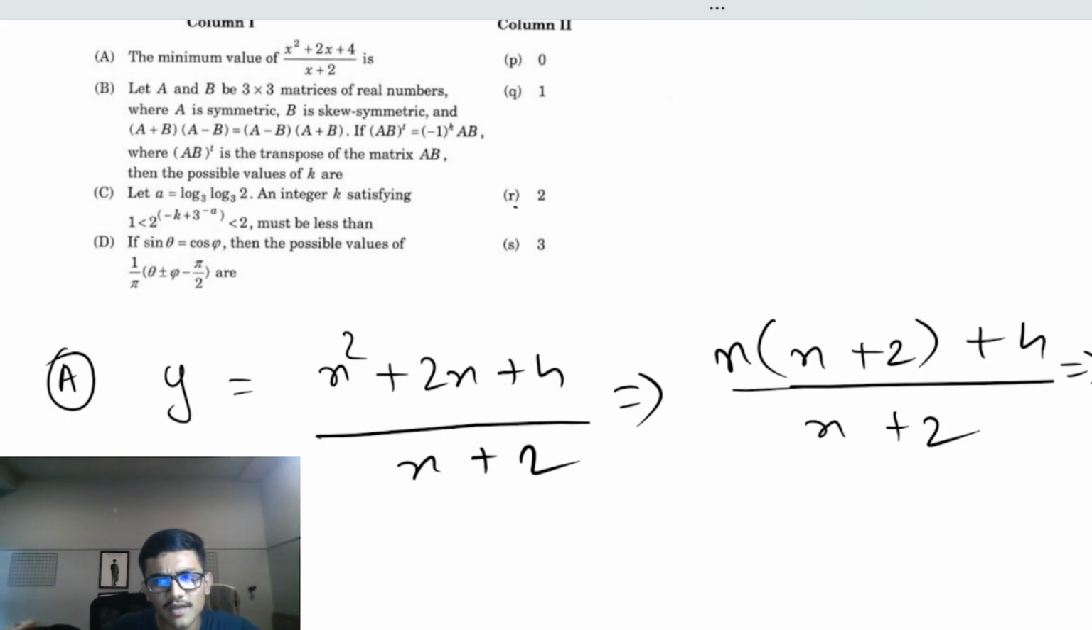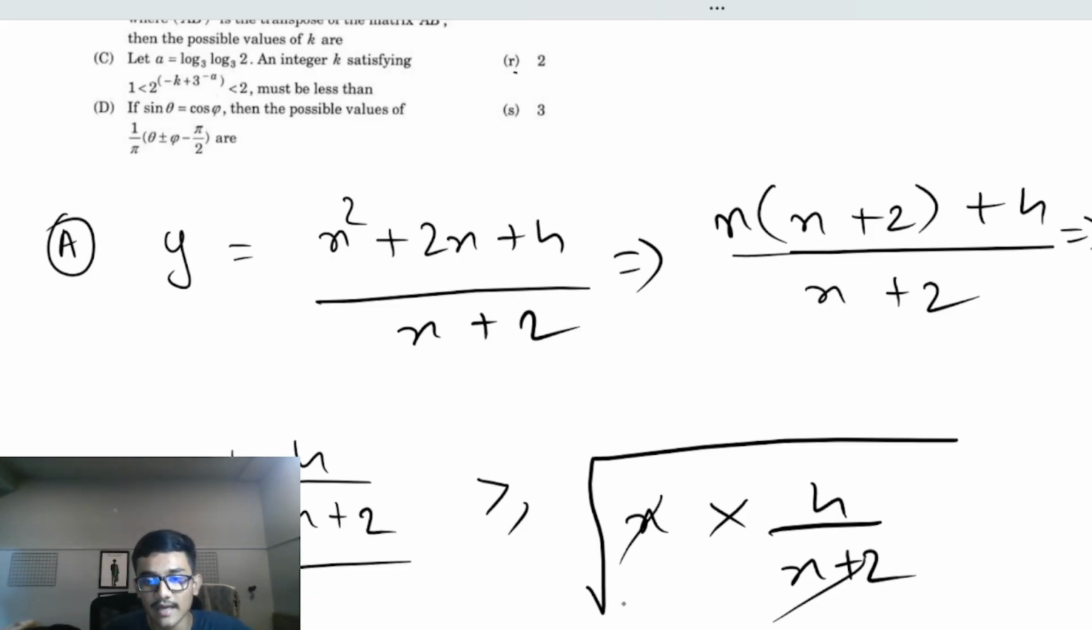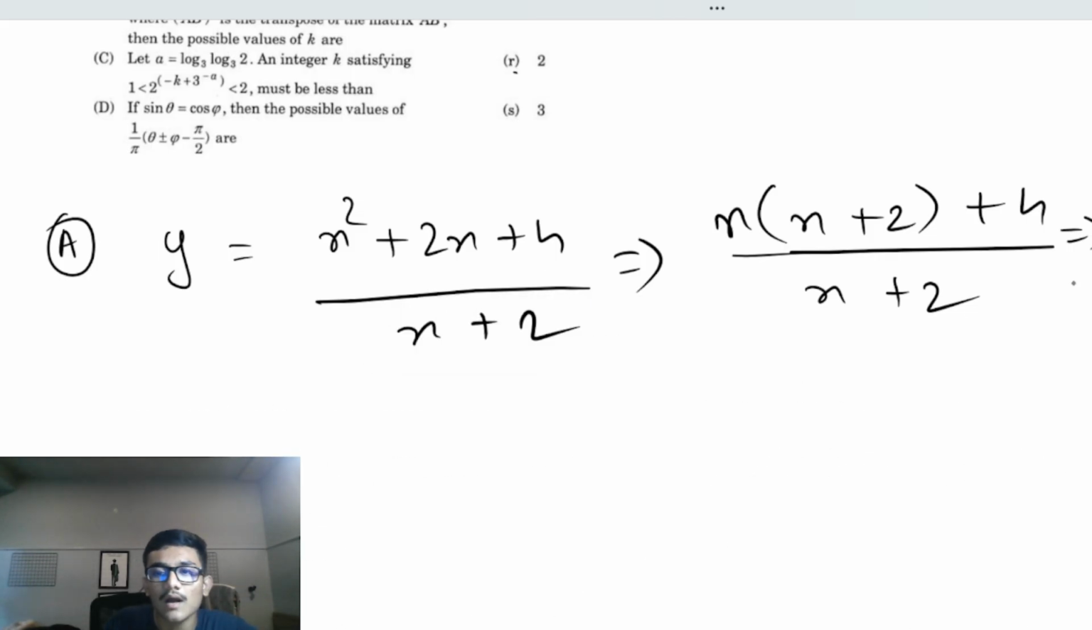So according to AM-GM inequality, (x plus 4 upon x plus 2) divided by 2, the arithmetic mean of those two terms, will be greater than or equal to the geometric mean, which will be root of x times 4 upon x plus 2. But now the problem is nothing is getting simplified on this side. I cannot cancel any terms. So what I can do is, I'll write it in a different way.